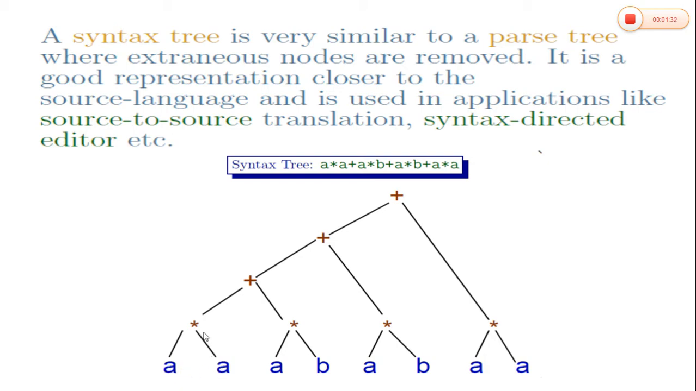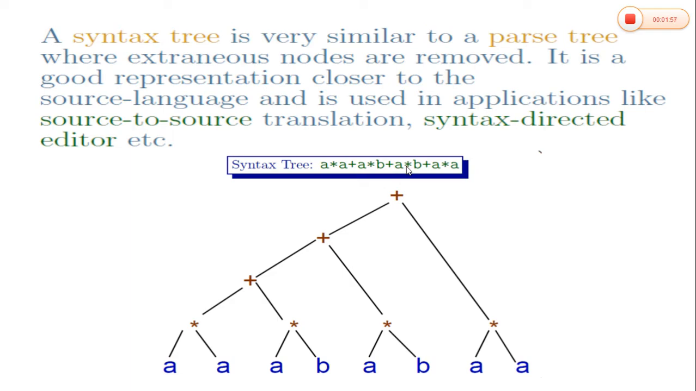So A asterisk A is evaluated, then A asterisk B is evaluated. First expression, then second sub expression A asterisk B, they both are added. So this is the value. This value node is representing A asterisk A. This node is representing A asterisk B. So they both are added. So this node is representing actually A asterisk A plus A asterisk B.